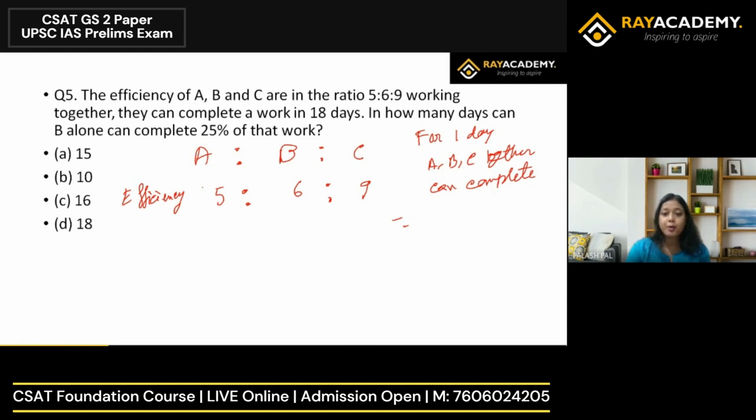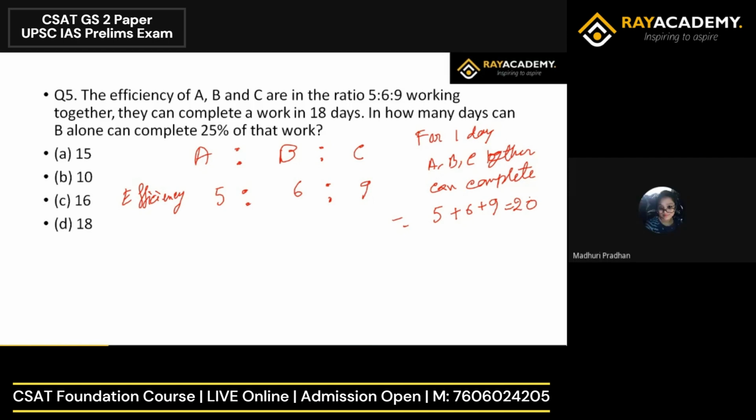Suppose A completed 5 chocolates, B completed 6 chocolates, and C completed 9 chocolates. Separately, individually, A completes 5 chocolates, B completes 6 chocolates, and C completes 9 chocolates. So for one day, how many chocolates will be completed? It will be 20. Yes or no? 20. Is it clear?